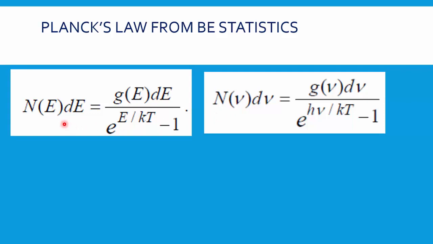Again I repeat, energy is transformed to frequency, and we write down the same distribution function after taking alpha to be 0. We write it in the form of frequency. So basically this expression means the number of photons in the frequency range of nu to nu plus d nu.